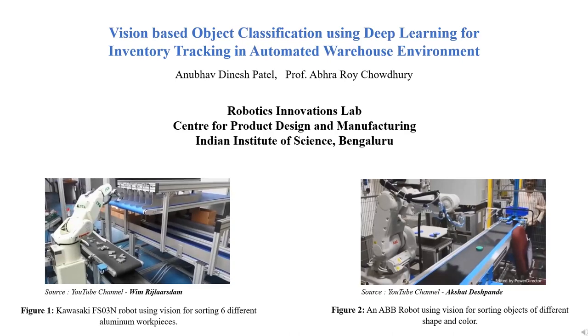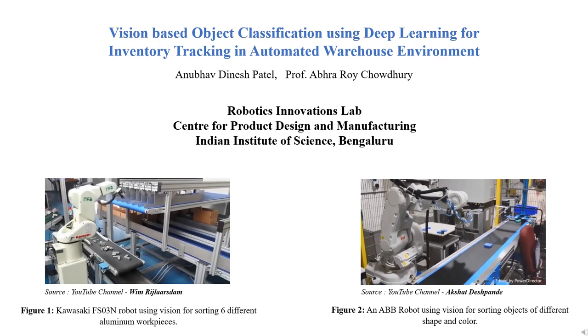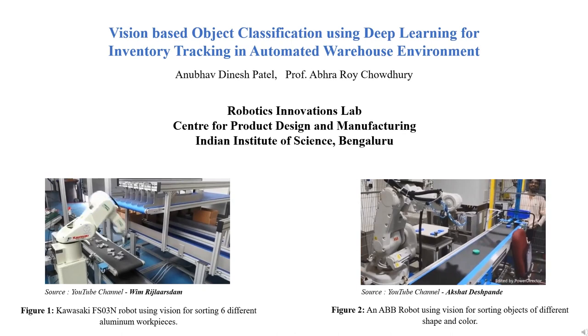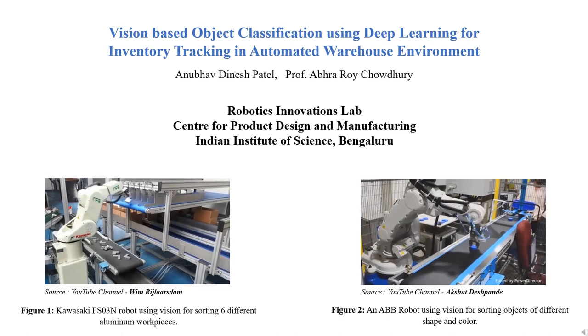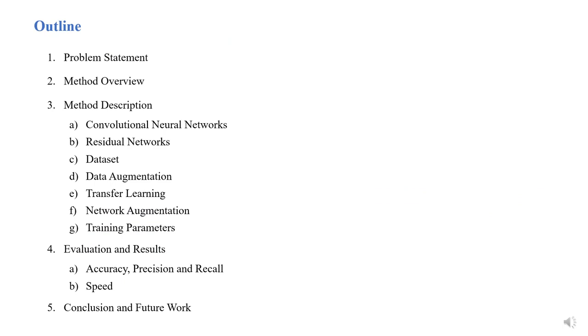Vision-based object classification using deep learning for inventory tracking in automated warehouse environment. The presentation is divided into five different parts: problem statement, method overview, method description, evaluation and results, and lastly, conclusion and future work.